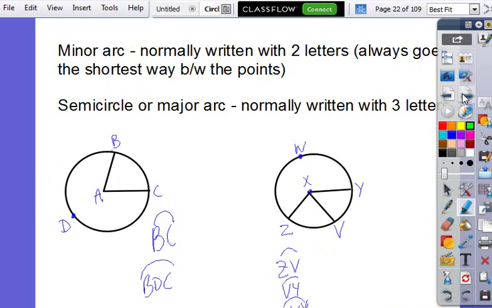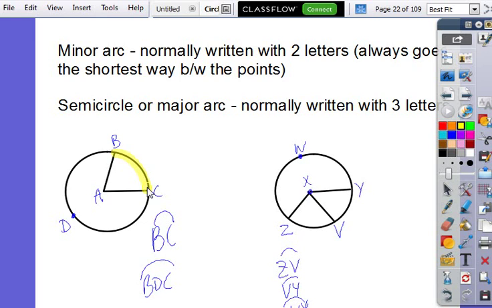All right, for a minor arc, you normally use two letters to do it. And everybody listen to this next part. For a minor arc, you always go the shortest way possible. So on this first circle right here, if I'm talking about arc BC, I've got to go that way. It's got to be the shortest way possible. So if you've got two letters, you go the shortest way you can possibly go.